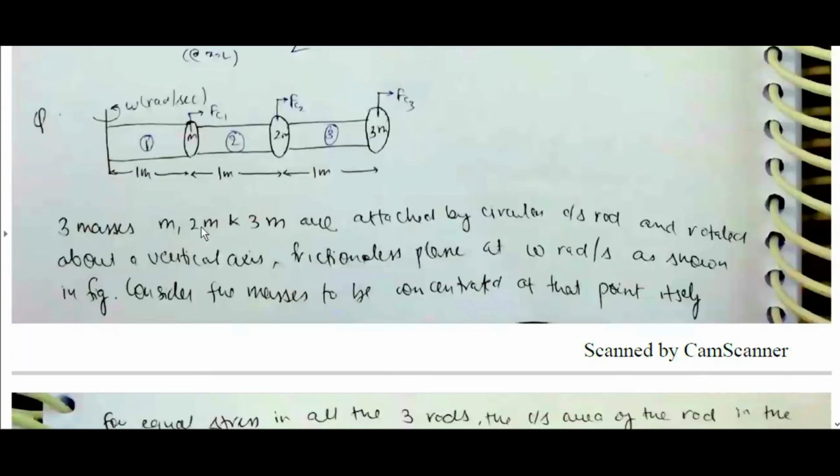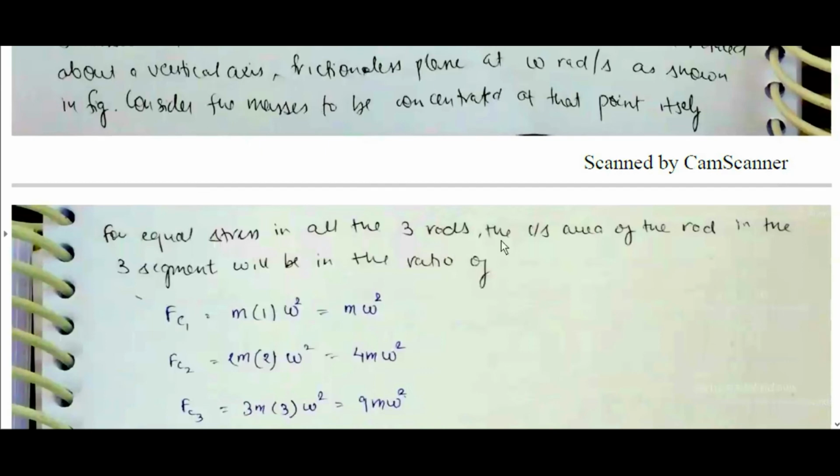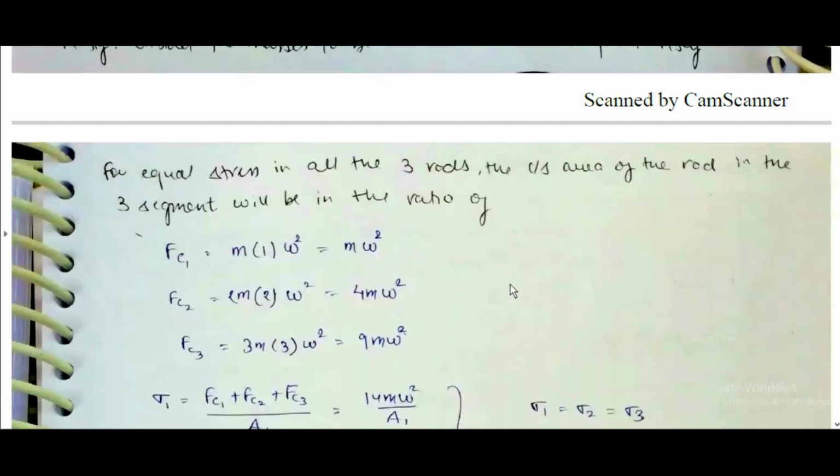Three masses m, 2m and 3m are attached to a circular cross-section frictionless rod that rotates about a vertical axis at omega, as shown in the figure. Consider the masses to be concentrated at those points. For equal stress in all three rods, the cross-sectional areas of the rod in the three segments will be in what ratio?